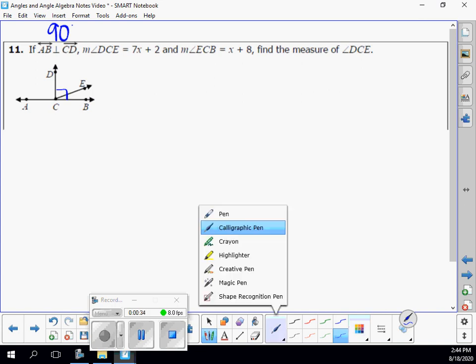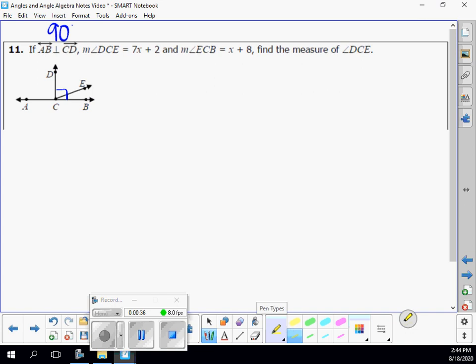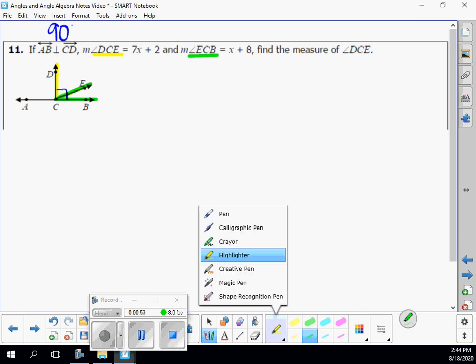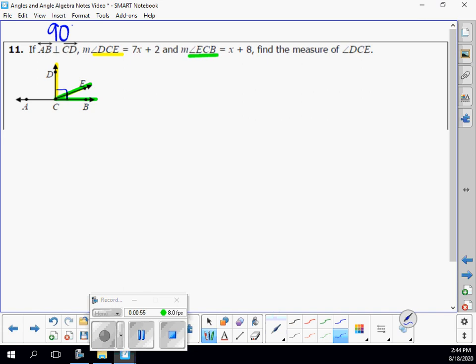They tell me that DCE is 7x plus 2, and ECB is x plus 8. Those two, again, are perpendicular, so those two are forming a 90-degree angle. So what I would do with those two equations is I would add them together and set them equal to 90. Build your wall. Combine like terms.